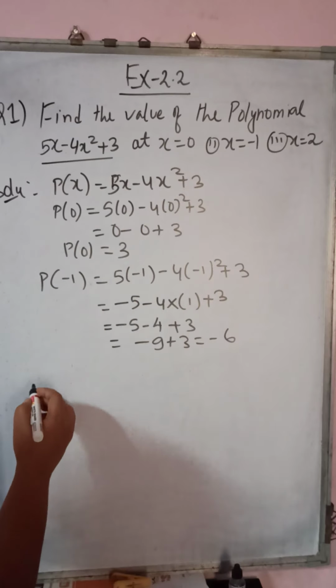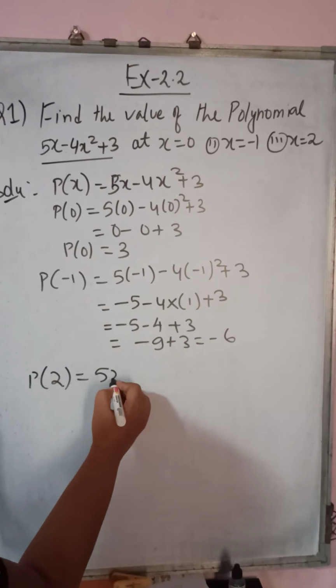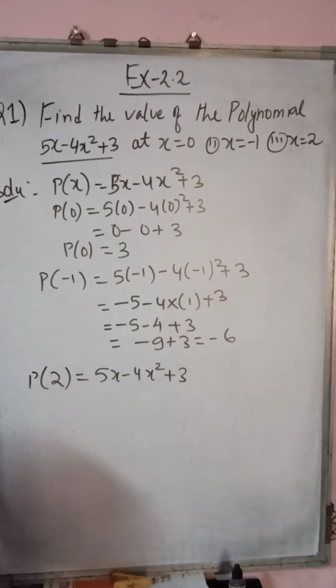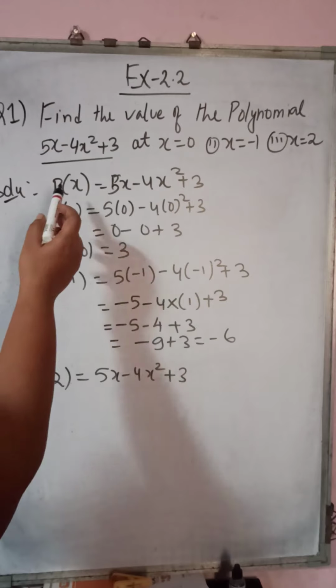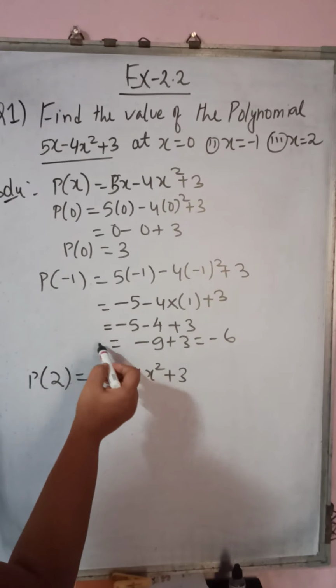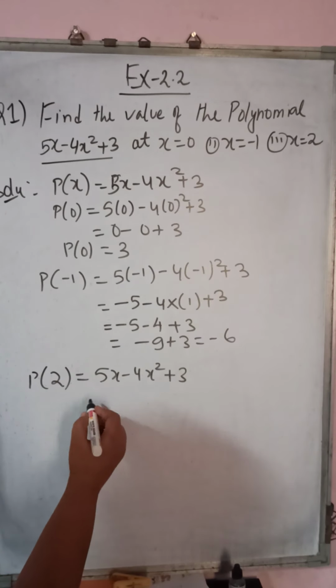Now third is p of 2. The given polynomial will be the same. This is a common polynomial given in the question, and we have to find the different values: when x is 1, what will be the answer? When x is equal to minus 1, what will be the answer? And when x is equal to 2 you are putting, what will be the answer?